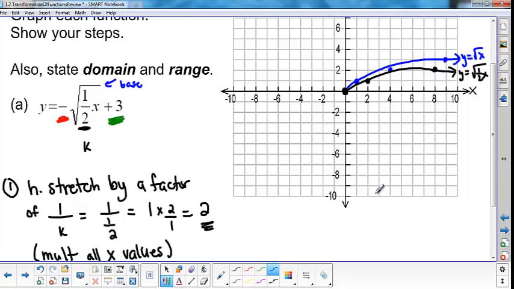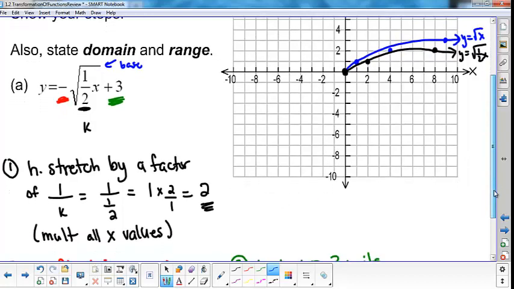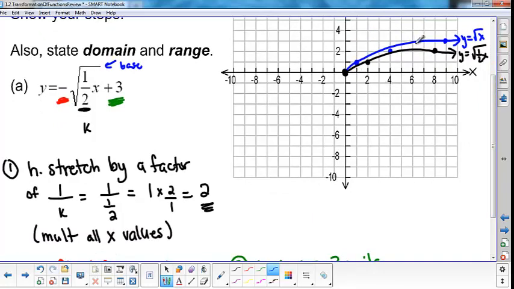Okay. Our next step is to do any reflections. Basically, I'm going to take this black graph that I just drew and multiply all of my y values by -1, or reflect in the x-axis. Again, 0, 0 stays where it is. This value here has a y value of 1. It's now going to have a y value of -1. This one here has a y value of 2. It'll go down to -2. And there is our reflection in the x-axis. So this would be y equals the negative of square root of 1/2 x.